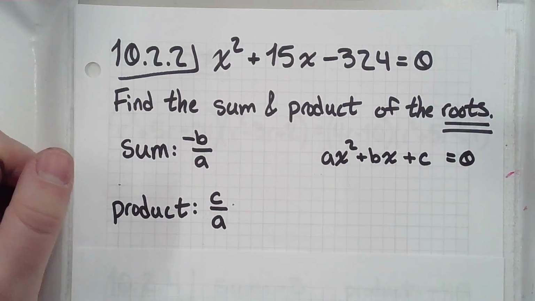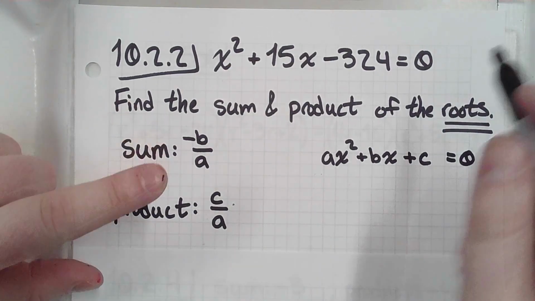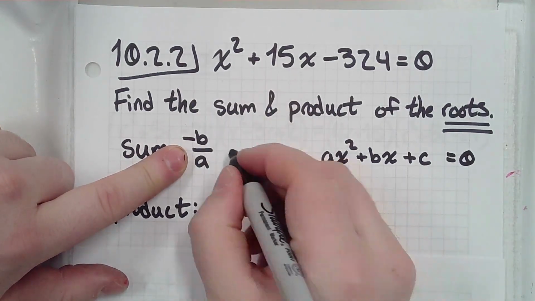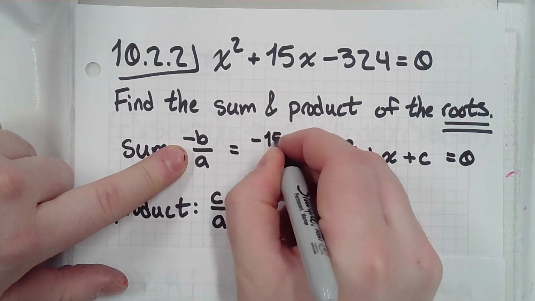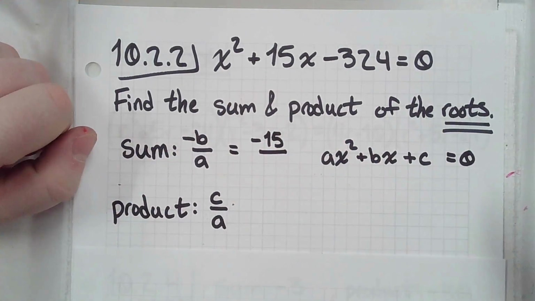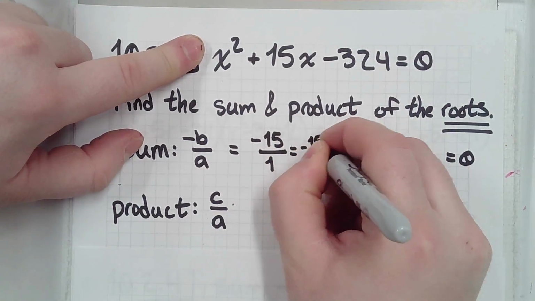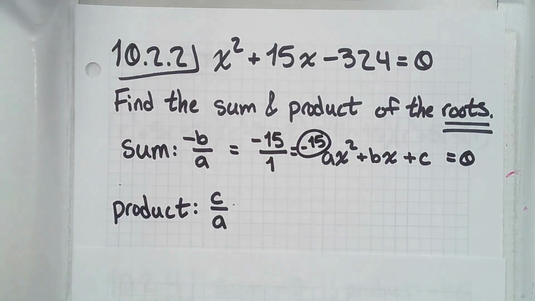And our sum will always be equal to this. So we want the opposite of whatever b is. If b is positive 15, what I need is negative 15. And of course, we're supposed to divide that by a, which in this case is 1, which doesn't do anything. So there's the sum of our roots. Apparently, our answers will add to negative 15.